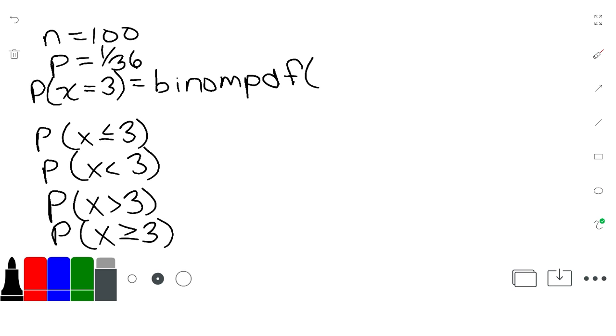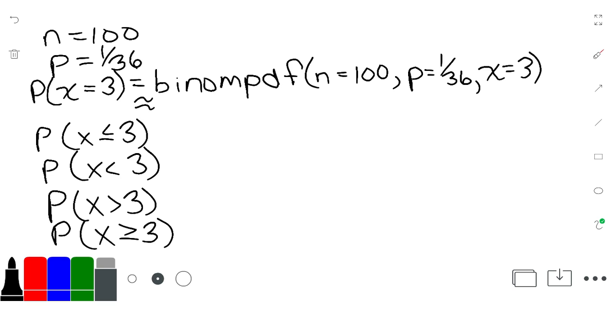And so when I fill it in, I'll give the first number as 100, and then I'll put in a comma. I won't write n equals 100. I'll just put 100. I'm just specifying it here so that you can clearly see what I'm doing. I will tell the calculator that the probability of success on a given trial is 1 divided by 36, and I will let the calculator do that division for me. And then I will tell it that I want it to find the probability of exactly 3 successes, and then it will give me an answer.